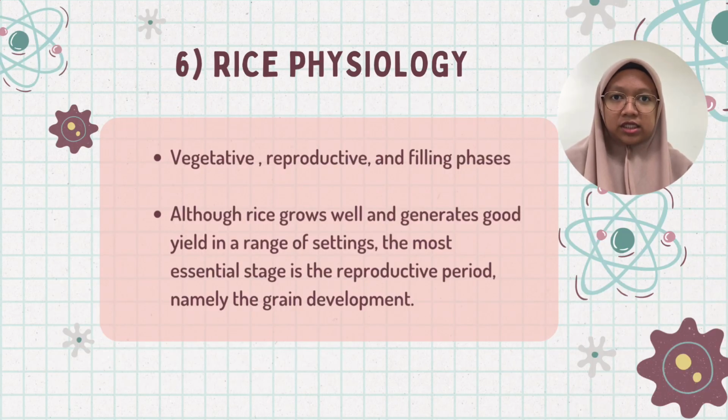The last one is rice physiology. The rice plant experiences several stages, which are the vegetative, reproductive, and grain filling phases. The start of seed germination marks the beginning of the vegetative phase, which continues with the growth of seedling, tiller appearance and multiplication, elongation, and expansion of shoots and roots. After the vegetative phase, the reproductive phase begins with the formation of spikelets, followed by fertilization.